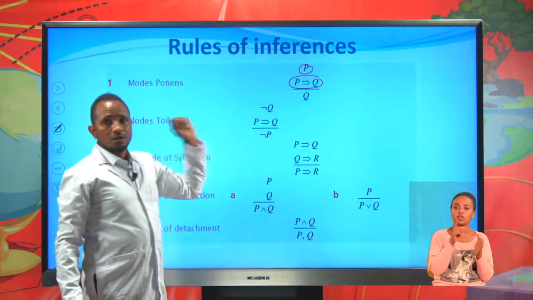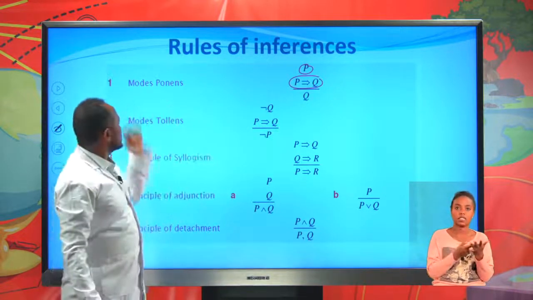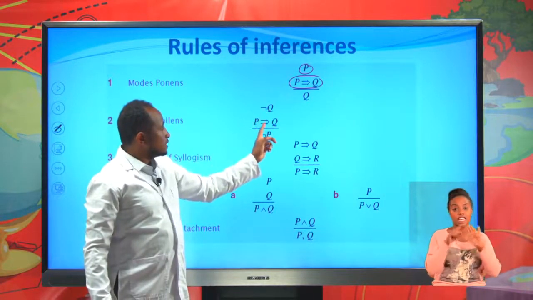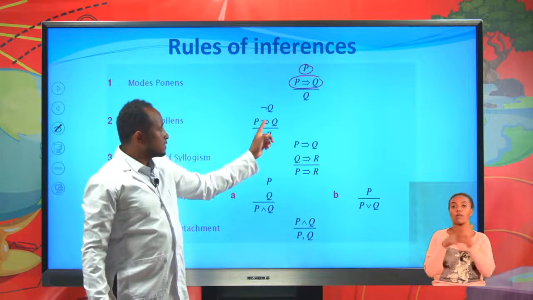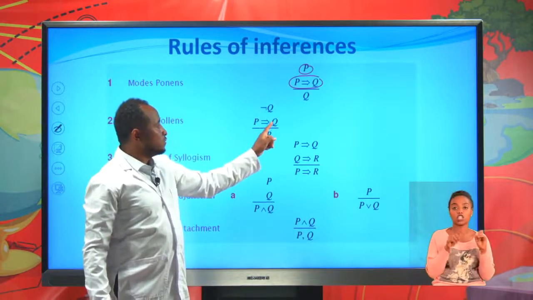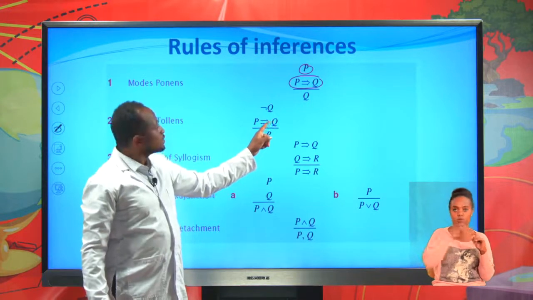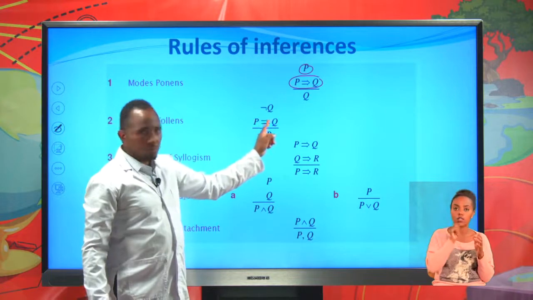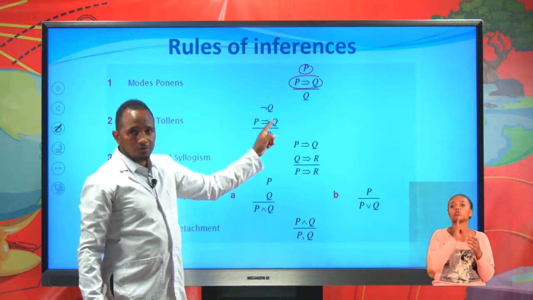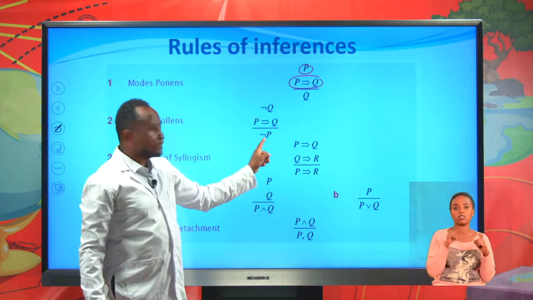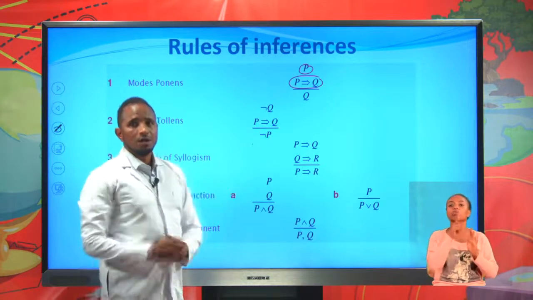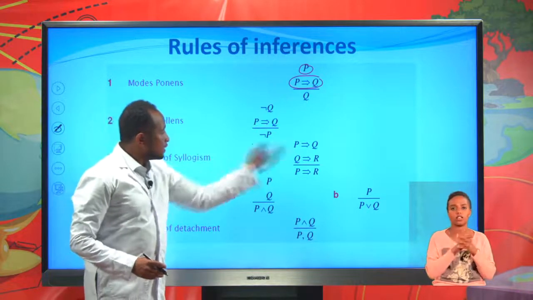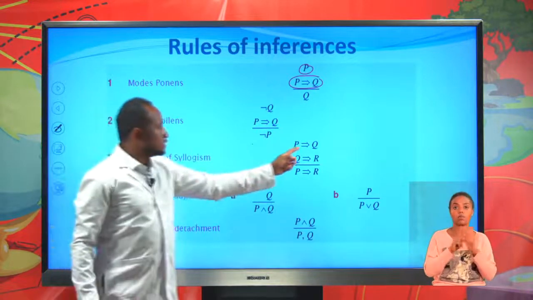If P is true, the whole statement is true. So this rule of inference, its name is modus ponens. Here, negation of Q is true and P implies Q is true, these are premises. Since negation of Q is true, Q is false. So P must be false so that this proposition is true. False implies false gives you true. So P must be false, so its negation, not P, the conclusion, is true. Therefore, this is also a valid argument.